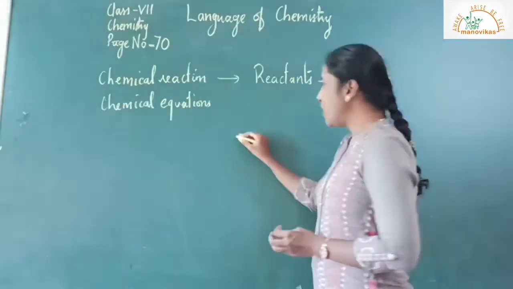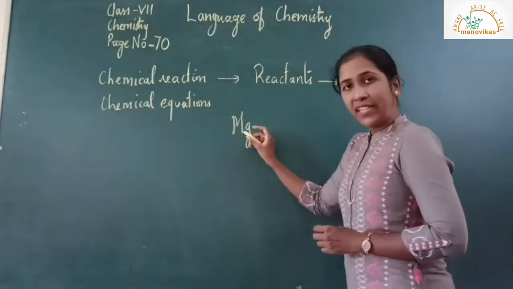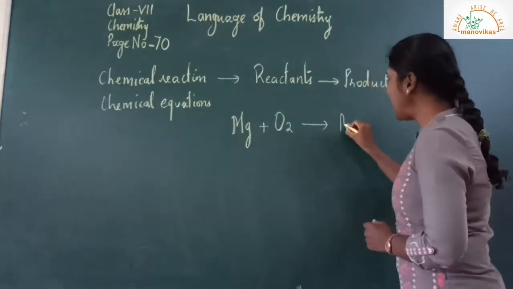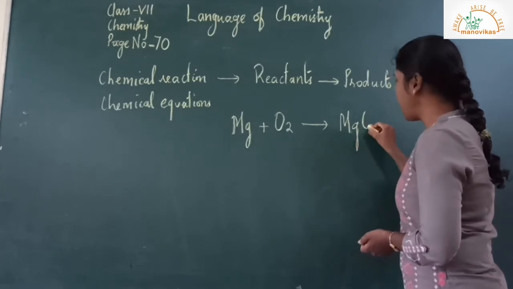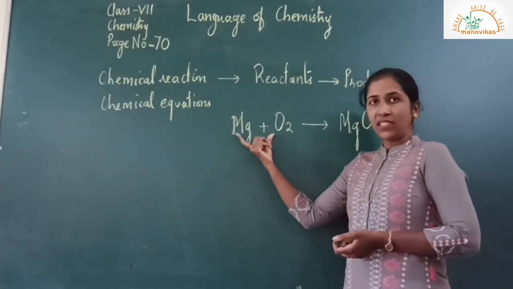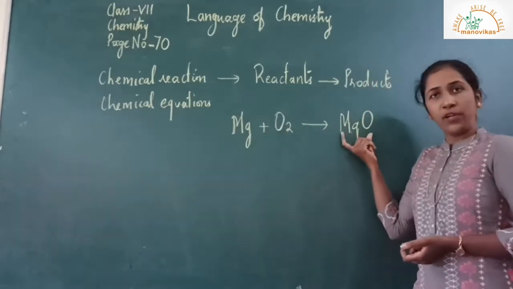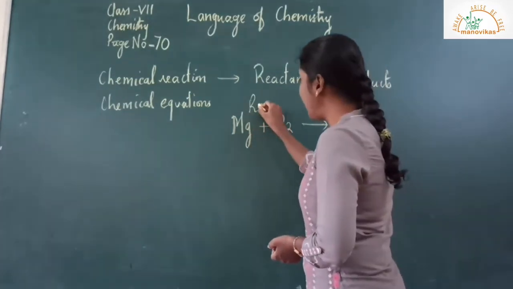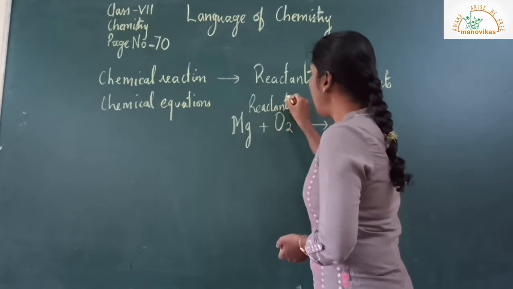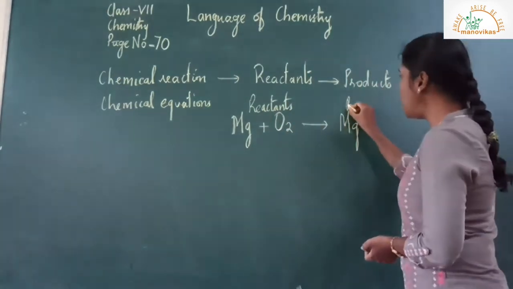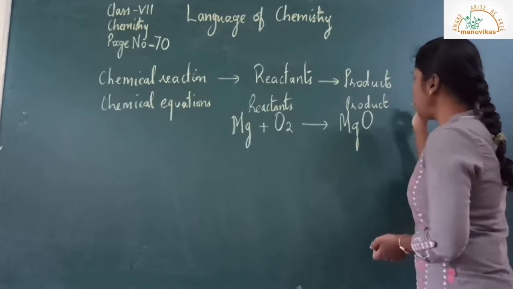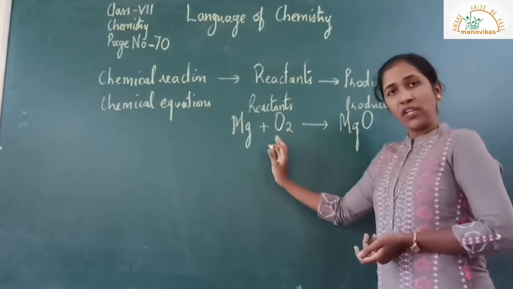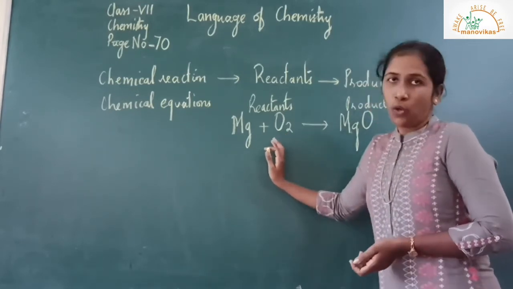So let's take an example over here. Magnesium. When this magnesium comes in contact with oxygen gas, what we get is magnesium oxide. So here, these elements combine to form a product, that is one compound. So this magnesium and oxygen, these are considered as reactants. And what you get after the reaction is the product. You can get one product, or you can get more than one. Same way, you can take one reactant, or you may have more than one reactant.